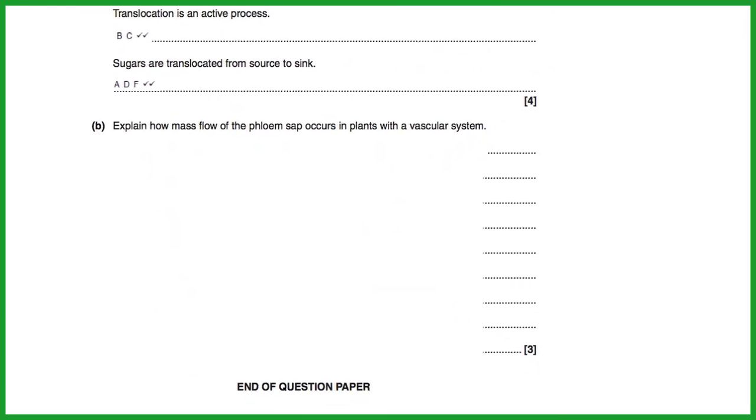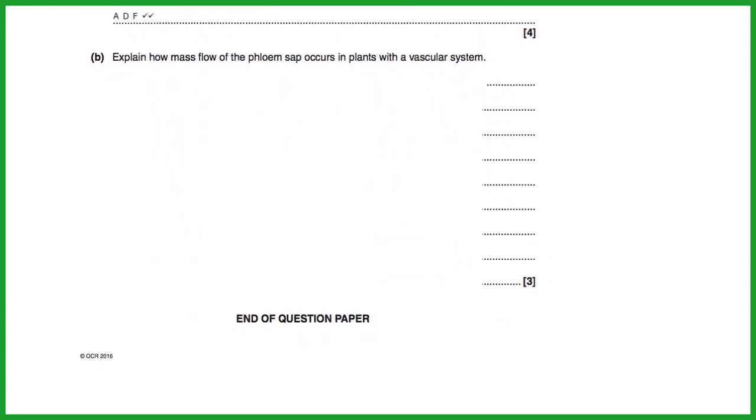Finally, explain how mass flow of the phloem sap occurs in plants with a vascular system. Well, the idea here that you have to explain is the difference in hydrostatic pressures. So you've got a source, which we'll put in the middle of the plant, and a sink, which we might put at the bottom of the plant, although remember it can be at the top if it was a leaf or a young leaf or a flower or a fruit. All of those things can absorb sugars.